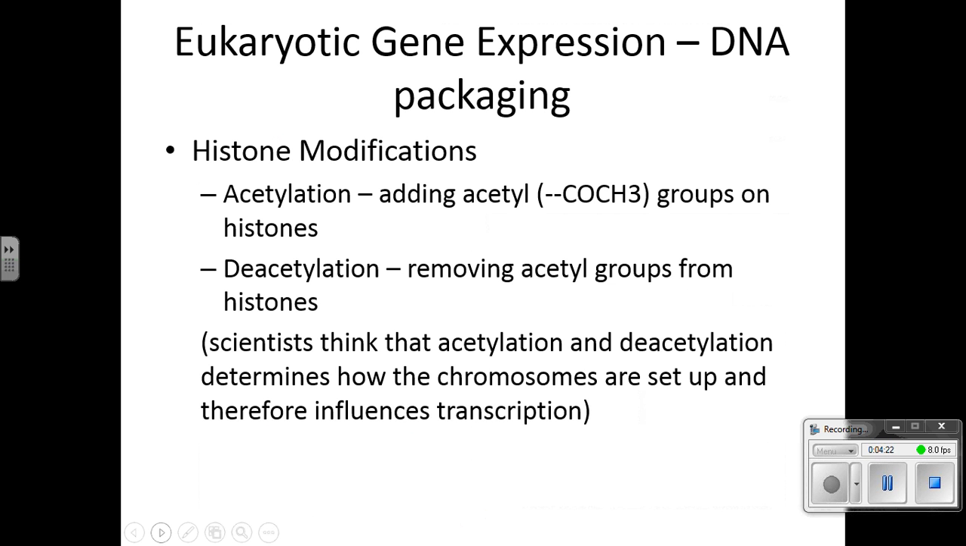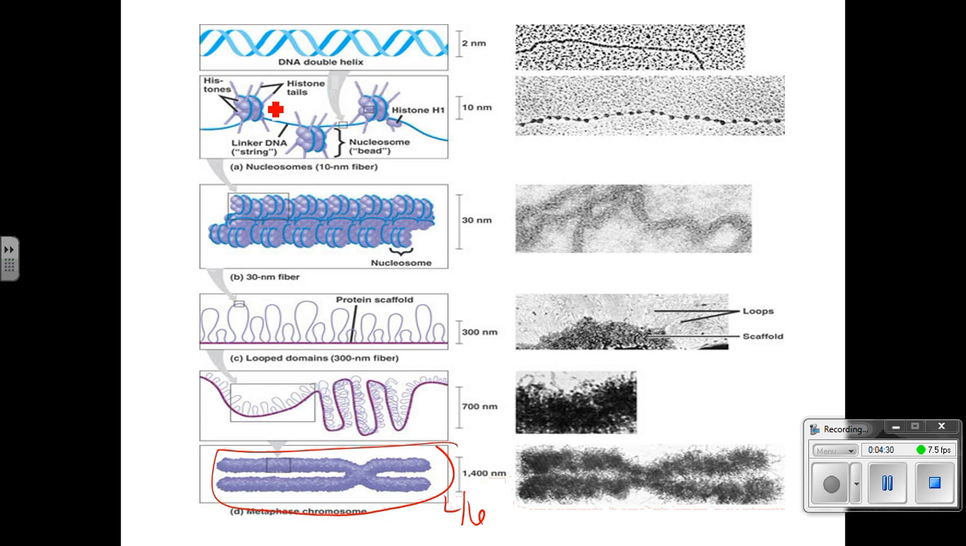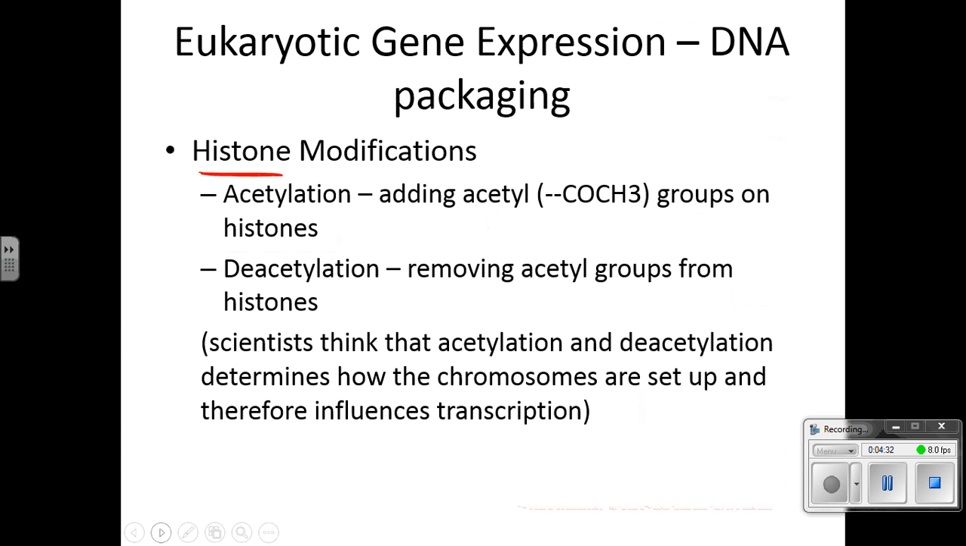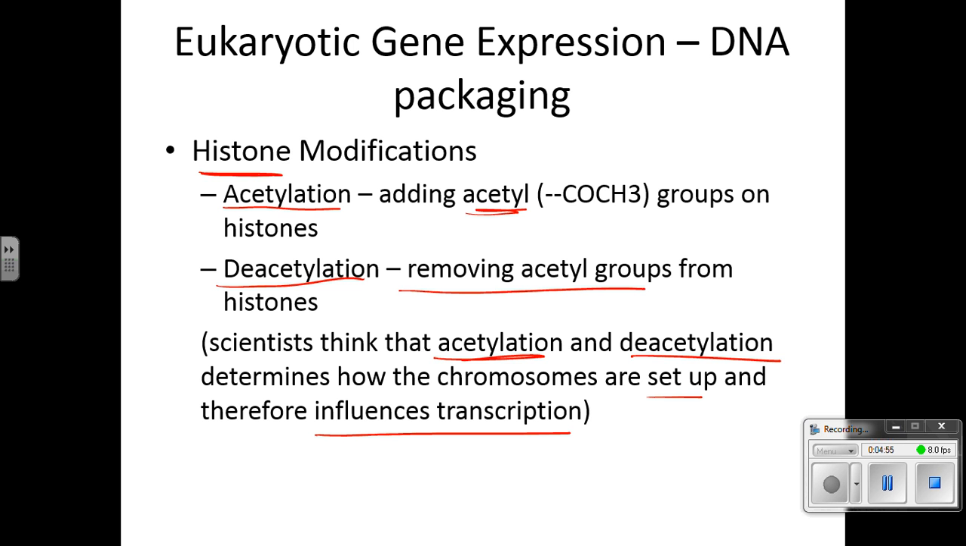So one of the things that can happen that regulates transcription is modifications to the histones. The histones were these proteins right here that DNA is wound around. First, they can have acetylation. That's adding acetyl groups to the histones. Or there could be deacetylation, where you're removing those acetyl groups. Scientists think that acetylation and deacetylation determine how the chromosomes are set up and therefore influence transcription, because the machinery has to have the ability to get in there and make that transcript.